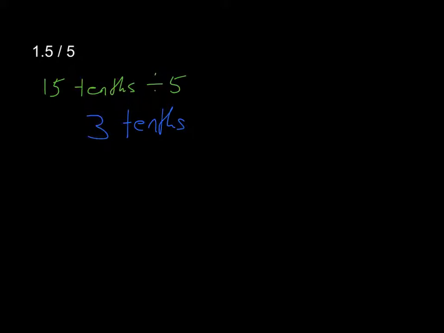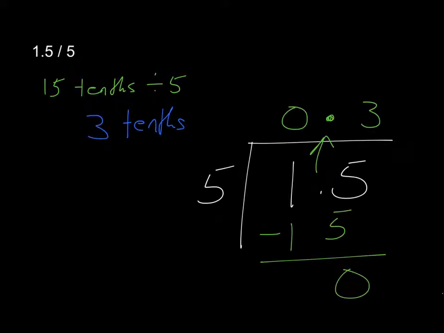Again, you can use the dot chart or you can use the standard algorithm. When we solve using the standard algorithm, we see that 5 goes into 1 whole 0 times. However, 5 does go into 15/10 3 times with no remainder. So we once again have 3/10 as our solution. Try 1 and 5 hundredths divided by 5 on your own, and it might help you to think of it as 105 hundredths divided by 5.